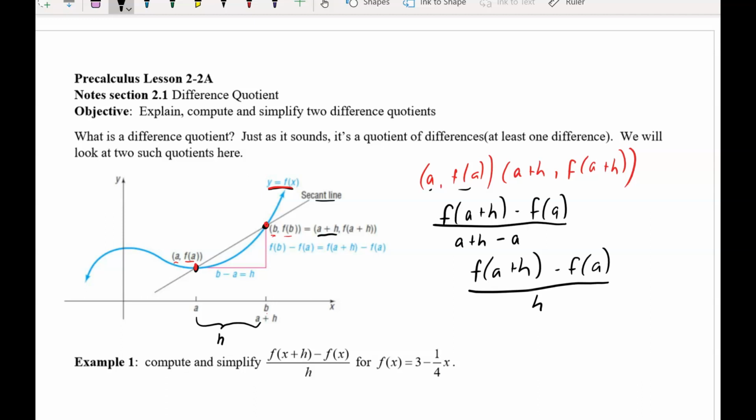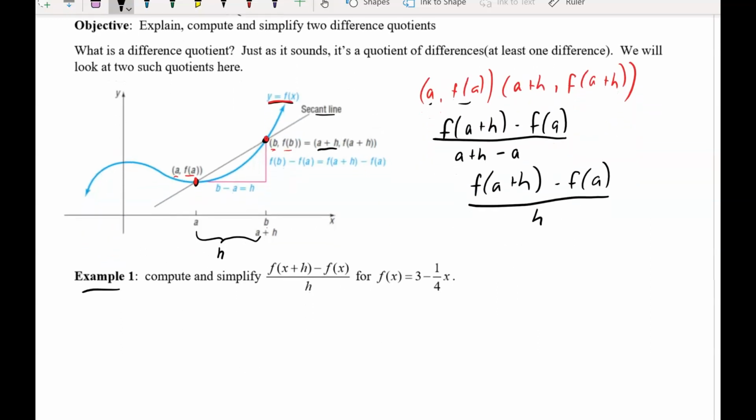Okay, so in the one that we're doing here in example 1, we're just replacing the a with an x. It's just the x-coordinate either way. So we're looking at a function f of x equals 3 minus 1/4 x, and we're going to find the difference quotient for that function. So notice there's 3 ingredients. I call them ingredients to the difference quotient. There's the f of x plus h, there's the f of x, and then there's the h. The f of x is given to us, so there's no searching for it. It's right here.